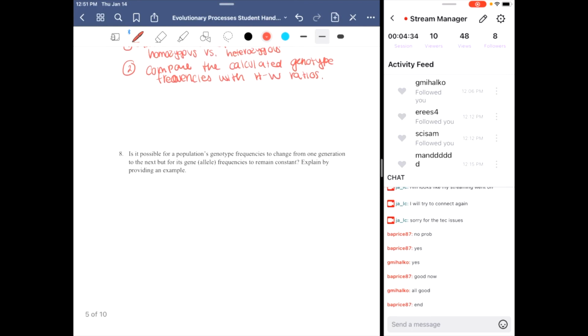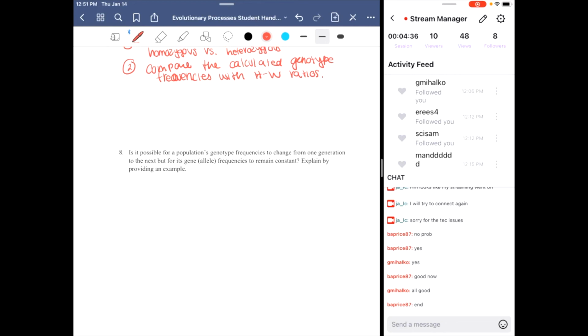All right, question 8. This will be our last question for today. It's asking us if it's possible for a population's genotype frequency to change from one generation to the next, but its gene allele frequencies to remain constant. So there are a number of ways that this is possible, but we can go through one example of how it could occur. So if we assume inbreeding has occurred in two populations, let's say that they're a population of mice. So there's two populations of mice and there's inbreeding.